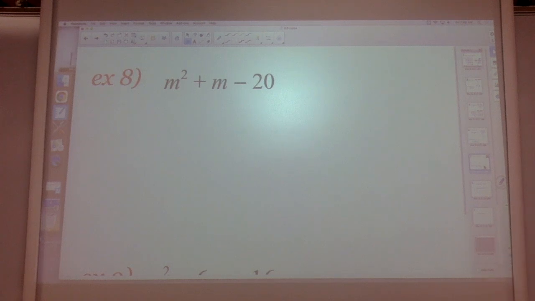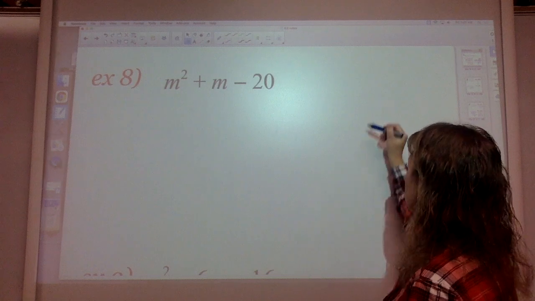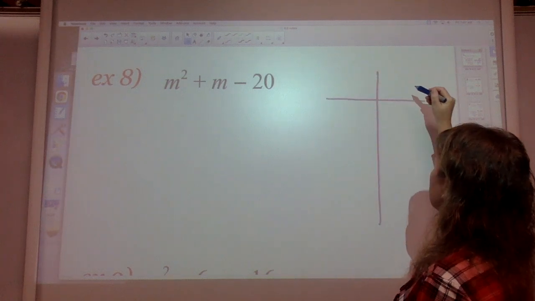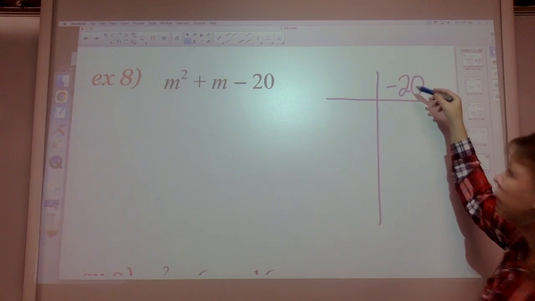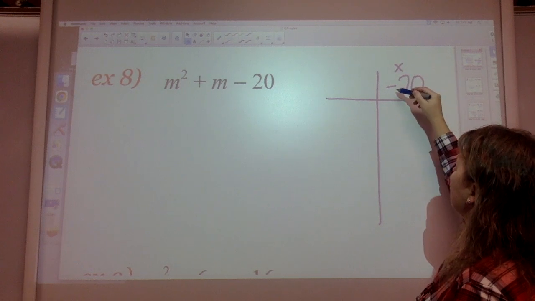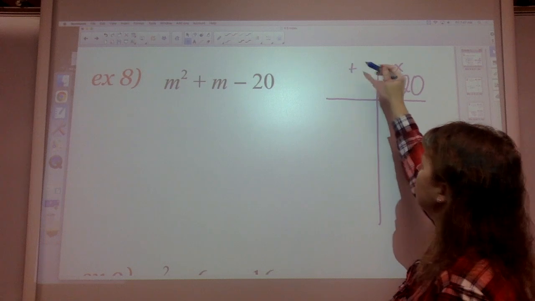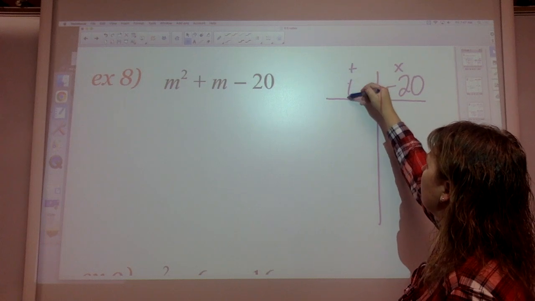This one looks tougher, and for whatever reason, it always stumps people because they don't see a number in the middle. M squared plus m minus 20. You don't see a number in the middle, but you know it's there. Your back number is 20. You need to multiply to make negative 20, but you need to add two numbers that make a positive 1.